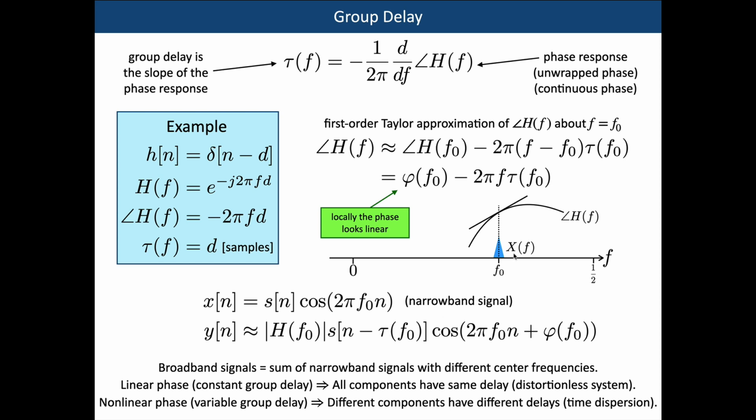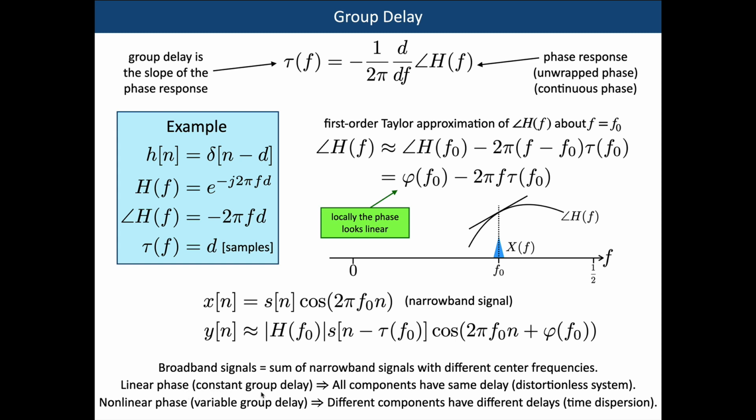broadband signals. Remember, the signal that we're looking at in this example is a narrowband little signal. You could think of it almost as a sinusoidal signal whose amplitude fluctuates slowly in time according to the signal S. And we can think of a broadband signal as being a sum of narrowband signals with different center frequencies. This is the whole idea of Fourier analysis of signals. We can build up a broadband signal by adding together a whole bunch of narrowband Fourier components. So this is nothing new.